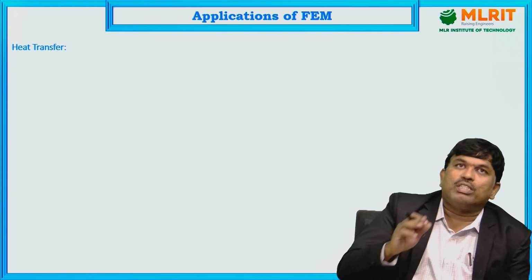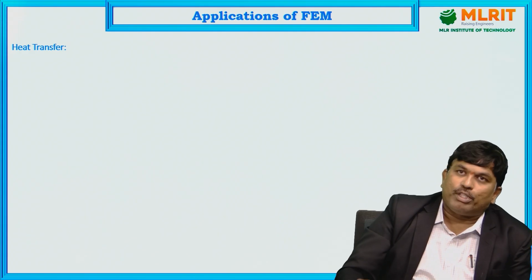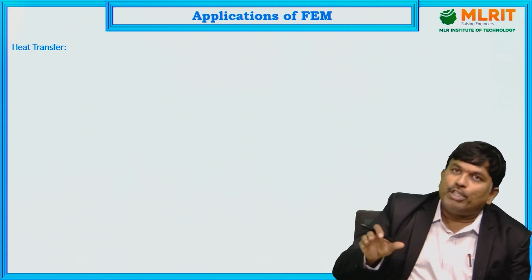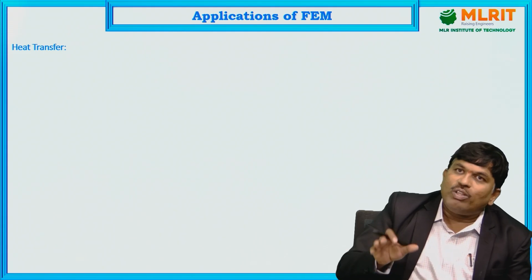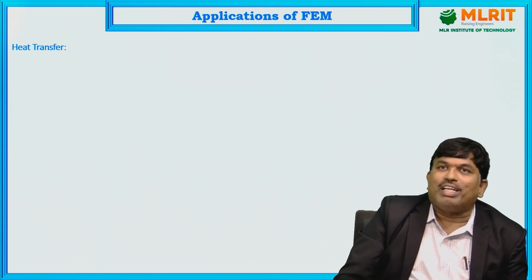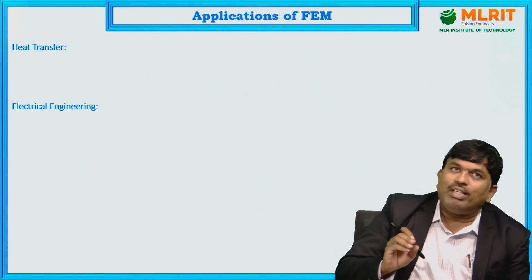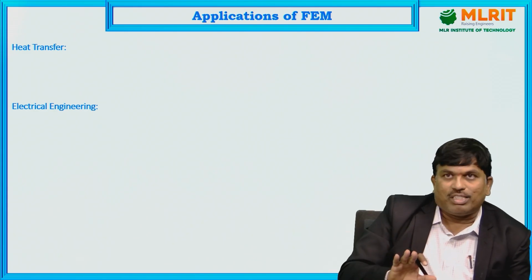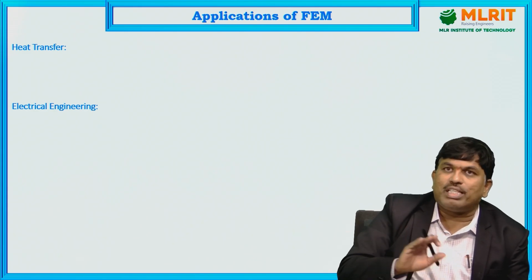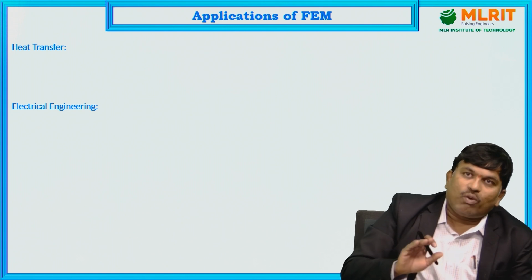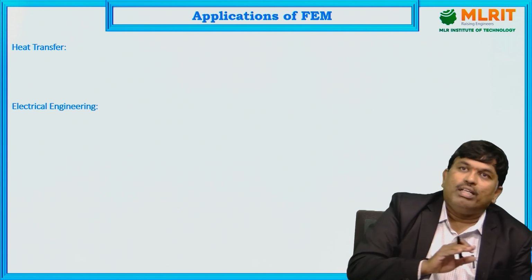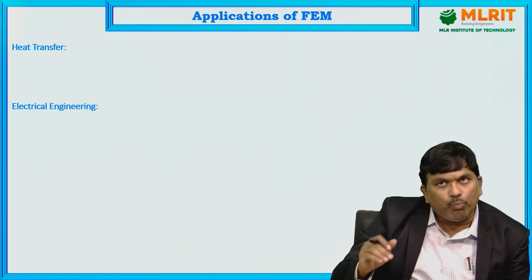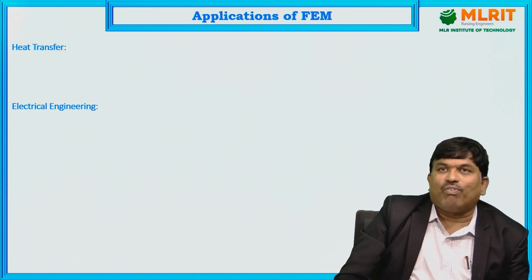For thermal analysis also, we can use the finite element method to know the temperature distribution in IC engines and jet engines. In all these cases, we can use the finite element method. It is used in steady state analysis and even transient analysis of heat transfer. Steady state analysis means temperature is constant with time. The transient analysis means the temperature varies with time. So for both analyses, we can use the finite element method.